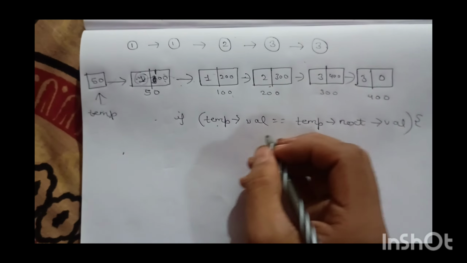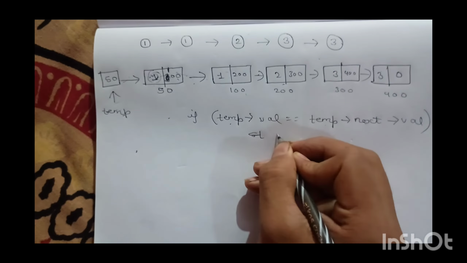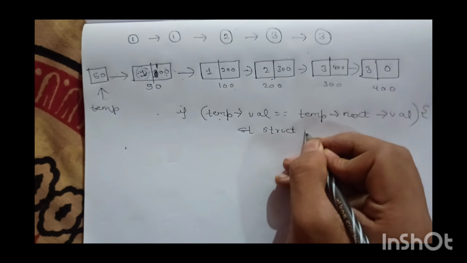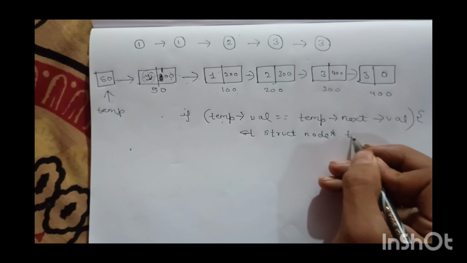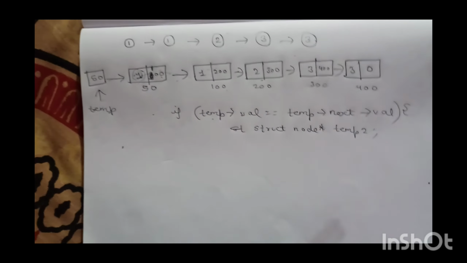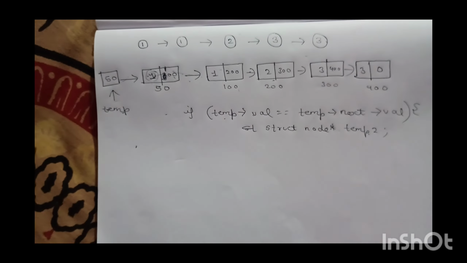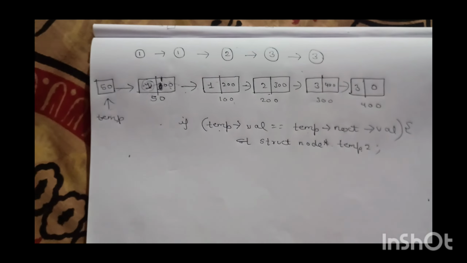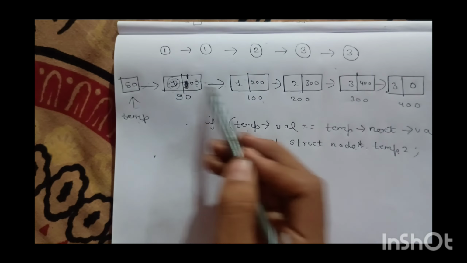I will take here one another pointer. See, I will write like this: struct node star, like this is my temp2. Assume this is the temp2 variable. Okay, so where will I put this temp2? I will put this temp2 in my temp next. Temp is pointing to this node and temp next is this node. So I will put this in this node. Okay, so temp2 equal to temp's next.